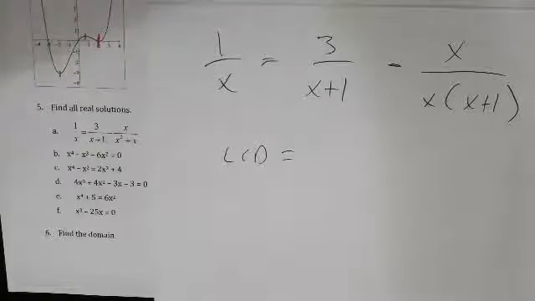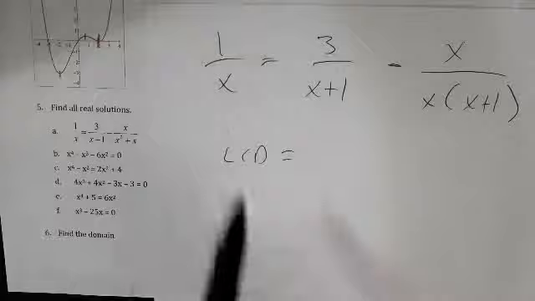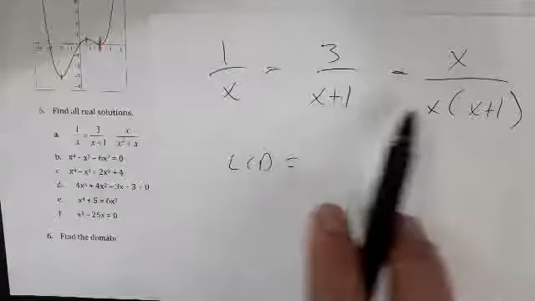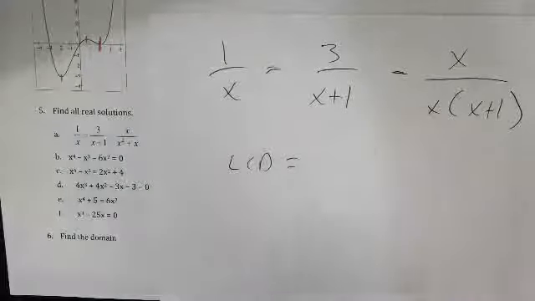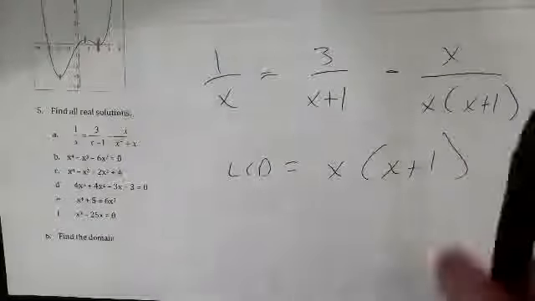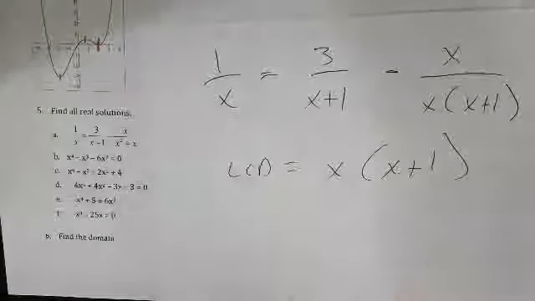Between x and an x plus 1 and an x times an x plus 1, what is my LCD going to be? X times x plus 1? Yeah, it's sort of like we have to count for everything at least once, right? We have to count for an x, we have to count for an x plus 1. Oh, look, they're both together here. This one is the LCD of these two, right? So.